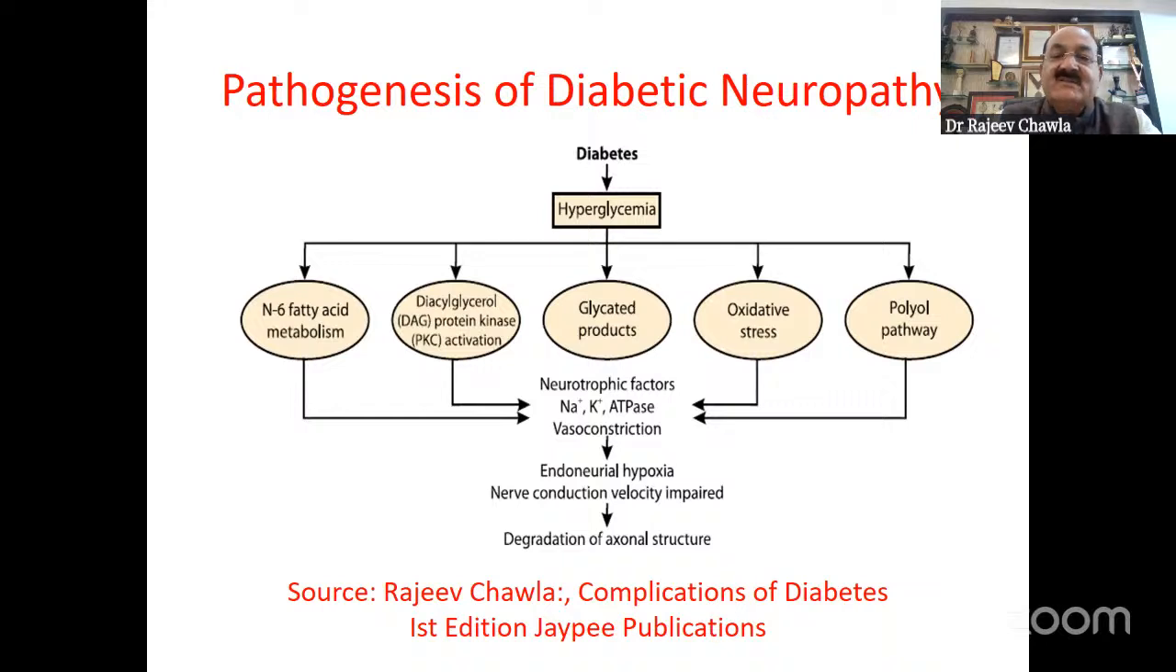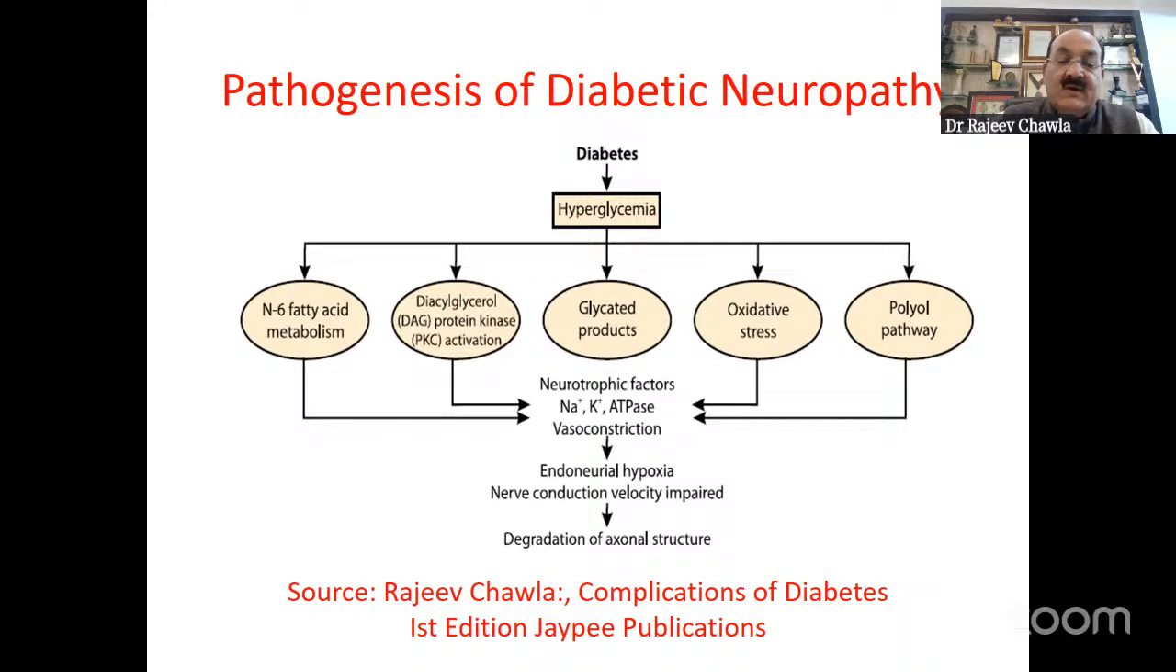When we talk about the pathogenesis of diabetic neuropathy, per se, it is hyperglycemia in the setting of diabetes, which acts through various routes, because persistent hyperglycemia is not only going to induce oxidative stress, there are going to be higher glycated products, and through diacylglycerol protein kinase activation or through the polyol pathway, persistent hyperglycemia leads on to sodium potassium ATP pump stimulation. There is a usage of this pump, so there is a vasoconstriction, which then leads on to endoneural hypoxia. So nerve conduction velocities get impaired. That is what I said.